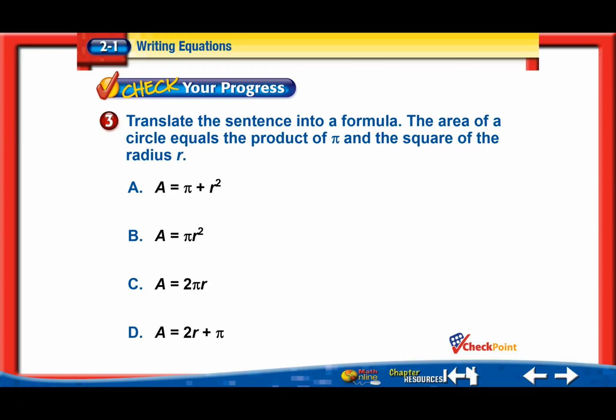All right, translate this sentence into a formula. The area of a square equals the product of pi and the square of the radius r. So the area, A, equals the product of pi and the square. Now, product means they're all going to be multiplied, and the square of the radius r. Pi r squared. And we'll get to that later.